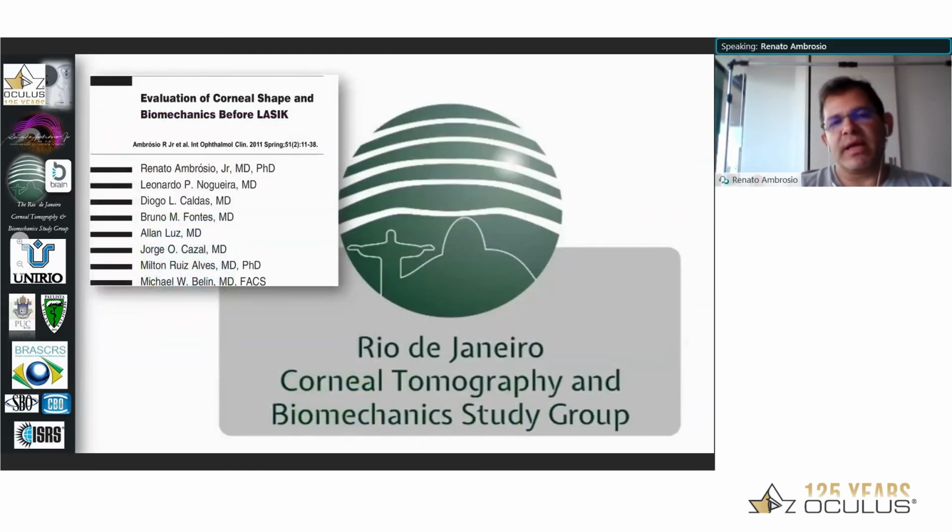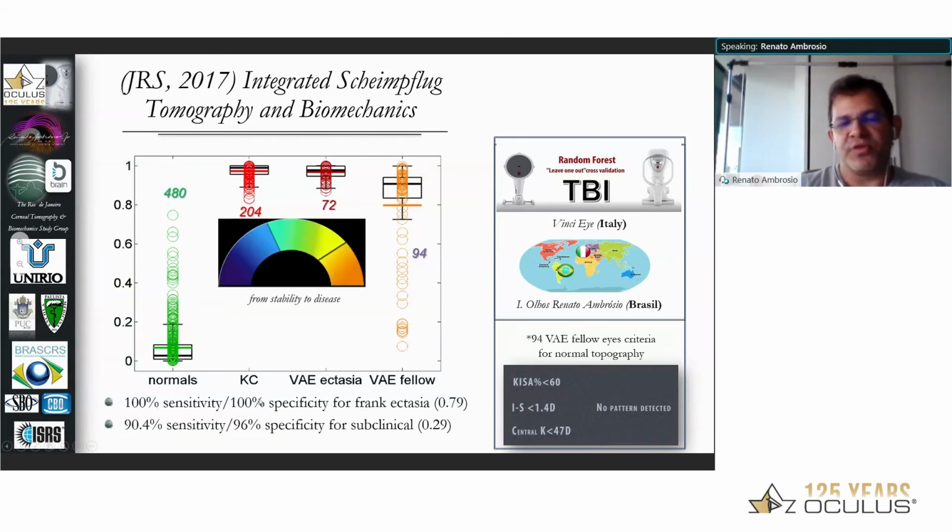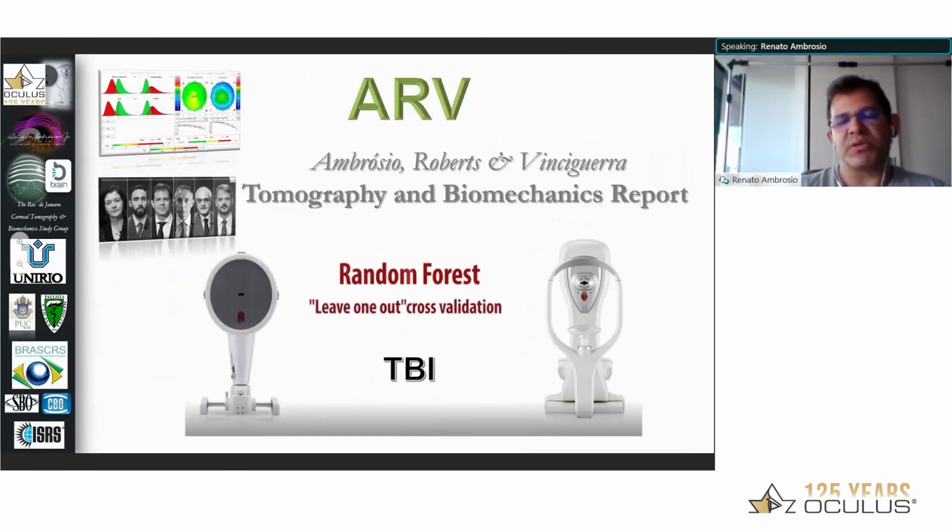Our ability to look at tomography and biomechanics goes into the domain of the TBI. This is the JRS Integrated Scheimpflug Tomography and Biomechanics paper that we published in 2017. We looked at 94 cases with a normal topography based on objective criteria, and we had a sensitivity of 90.4%. Actually, it was virtually perfect for the clinical ectasia cases, considering the normal eyes. The epitome of ectasia susceptibility is what I believe we are trying to achieve here. And interestingly, the random forest was the best with leave-one-out cross-validation.